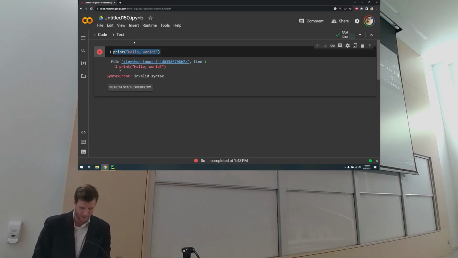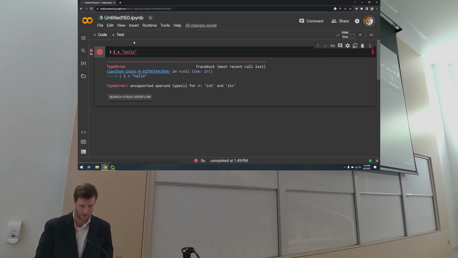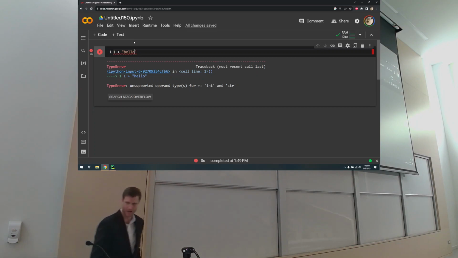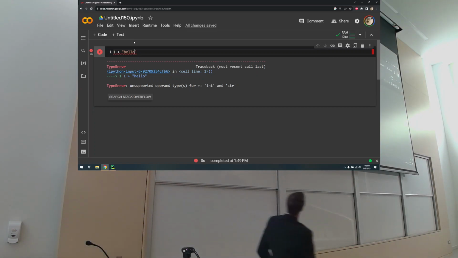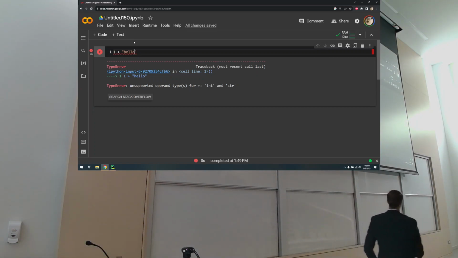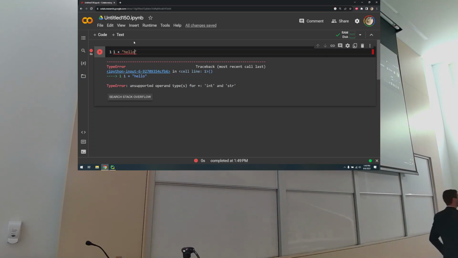There's that. I could say like 1 plus hello. This is what you mean, right? It's going to be like, I don't know, what? What does that mean? This error message, well, what does it say? Unsupported operand types for plus, int and str. Int, who wants to take a wild guess what int means? Integer, yeah, good one. What do you think str is? String. That was the word I used to mean like words.